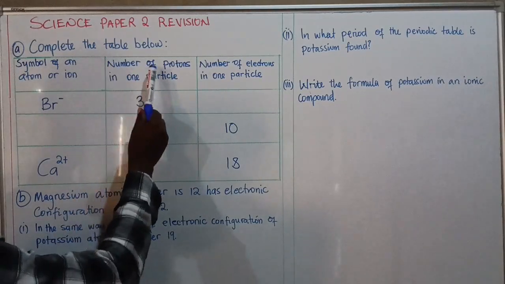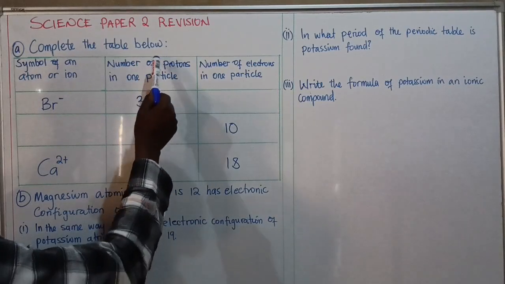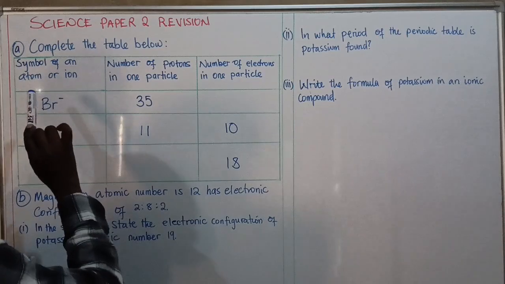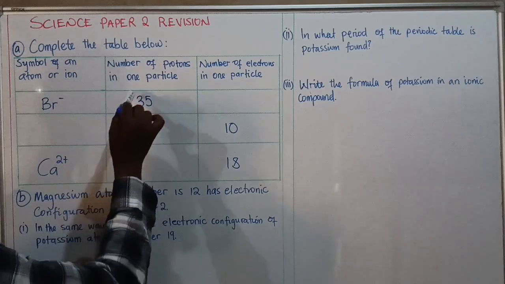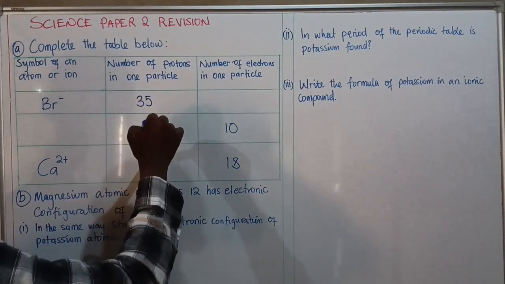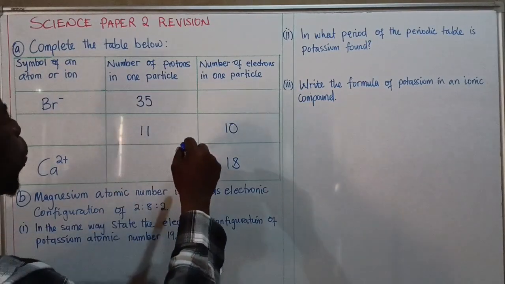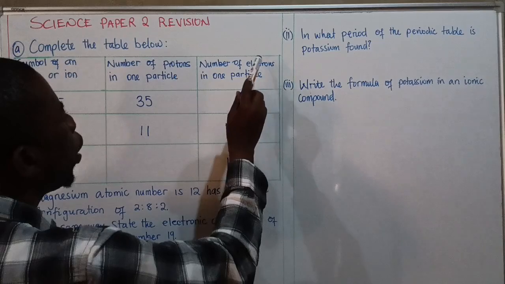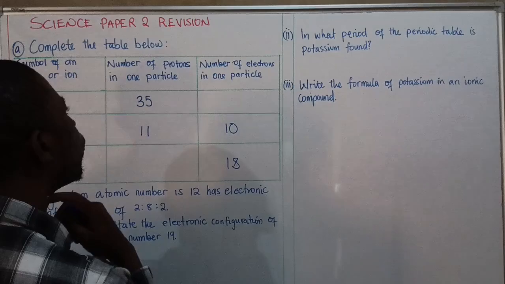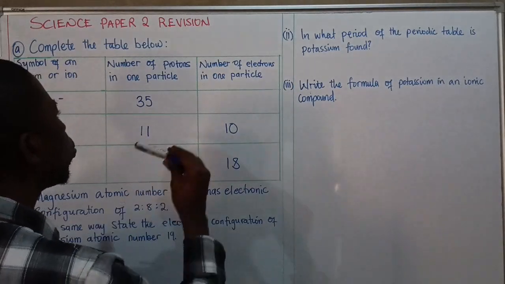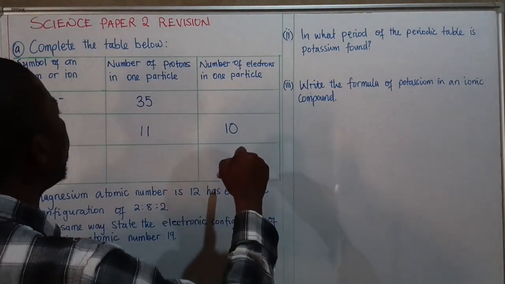Then in here, number of protons in one particle. So we are being given the number of protons in that particular atom or ion that we are provided here. Here, they are giving us the number of protons in that particular particle. Okay. Then here, number of electrons in one particle. Okay, number of electrons in one particle. So in here, we are supposed to put the number of electrons in one particle.